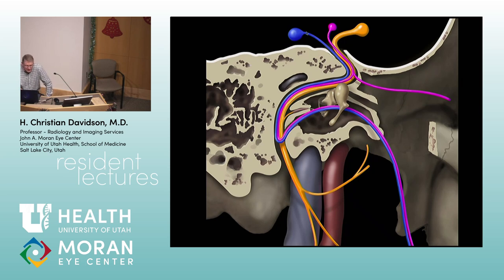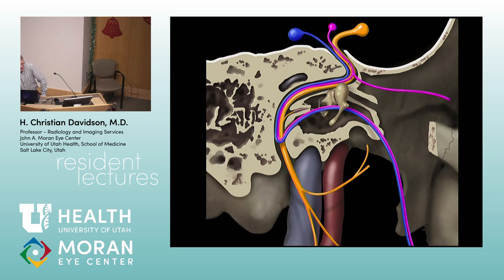But you've got these autonomic components. You've got special sensation for taste that's coming through and giving this little branch, the chorda tympani, that has a very bizarre course lacing through the ossicles. And then also, these are autonomic fibers, giving off the nervus intermedius.